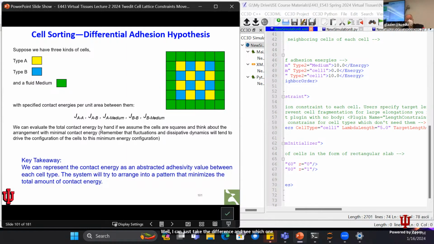It's a little bit more work if I have 2 kinds of cells, but I could do the same thing. If I have 2 kinds of cells, I have contact between cell type A and cell type A. I have contact between cell type B and cell type B. I have contact between A and B. I have contact between A and medium and B and medium. So I have 5 contact energies.